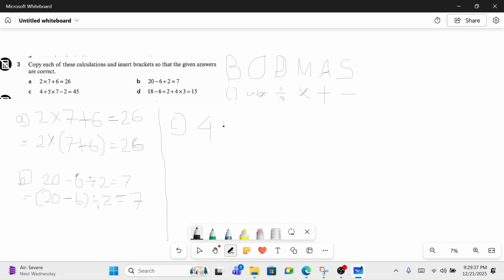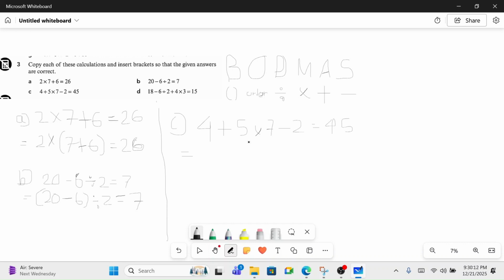4 plus 5 times 7 minus 2 equals 245. So here again the use of brackets appears. If we were to do it this way, 4 plus 5 gives us an answer of 9. And then we've got 7 minus 2, which gives us an answer of 5.